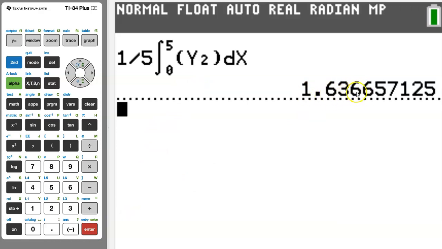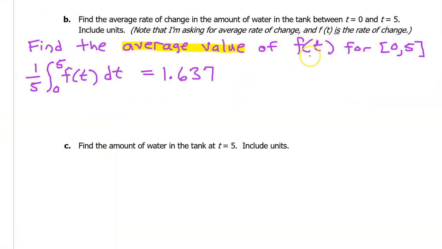1.637, I'm going to round up. The AP graders for the College Board will accept 1.636. You can truncate or round up, either way. Remember that the units of f of t were in gallons per minute, so the average value of f of t will still be in gallons per minute.